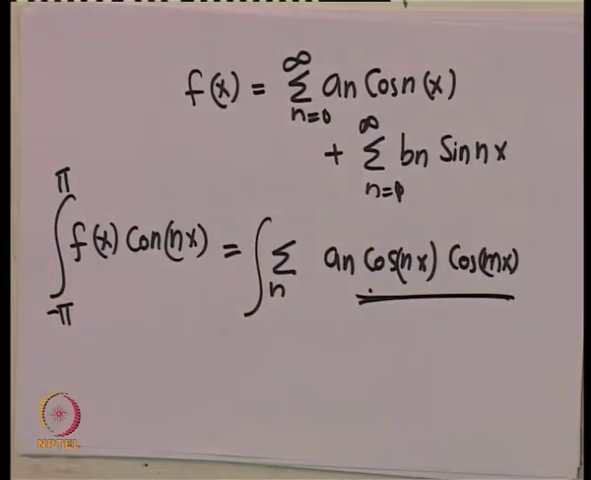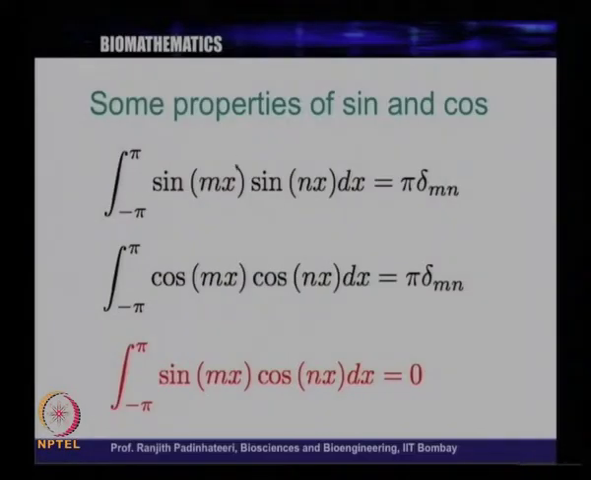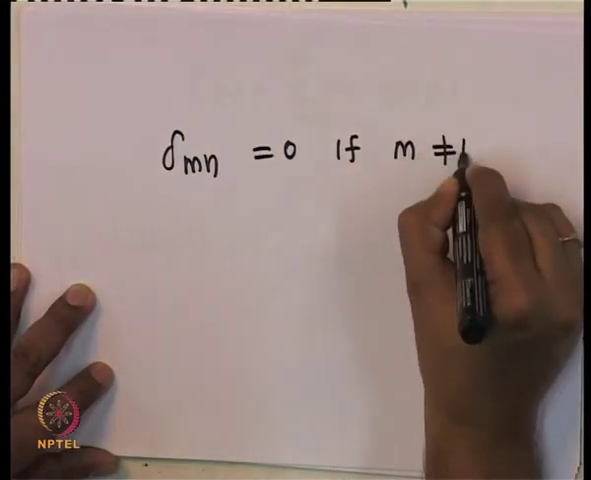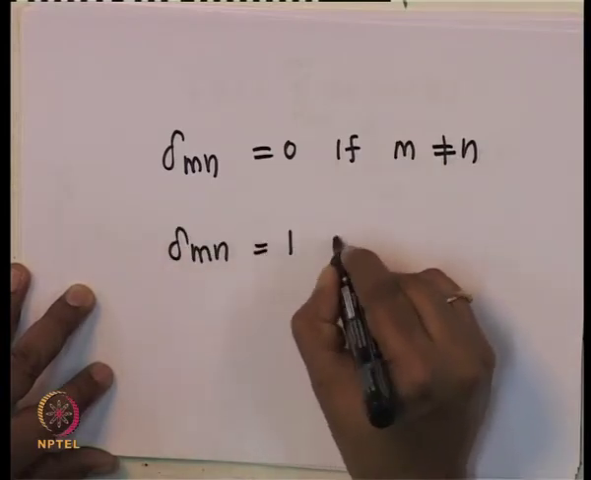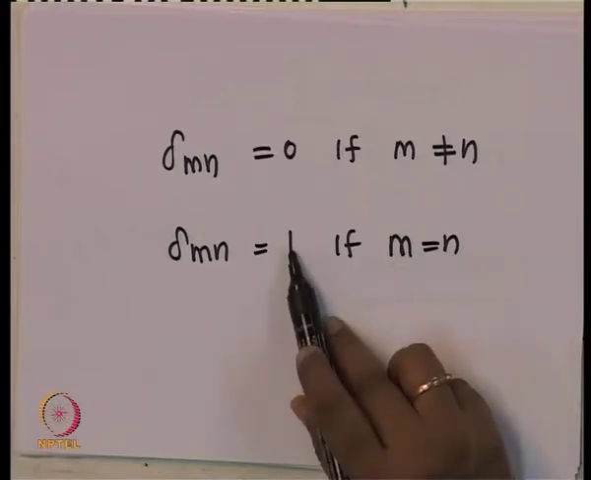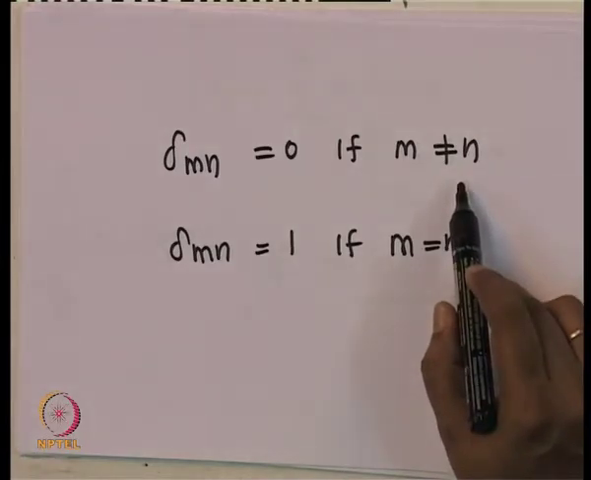So it turns out that we have to use some properties of sin and cos that you have to remember: the integral of sin m x sin n x is equal to pi times delta m n. What does this mean? If you take sine of some constant times x and sine of some other constant times x, and these constants m and n are not equal, this is 0. Delta m n is called the Kronecker delta. Delta m n is 0 if m is not equal to n, and delta m n equals 1 if m equals n. So if m and n are equal, you get 1, and if they are not equal, you get 0.